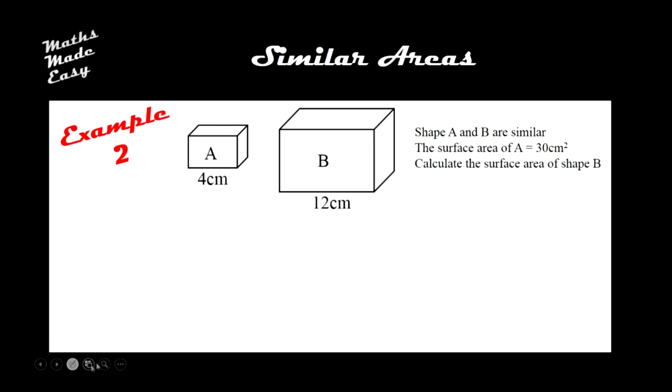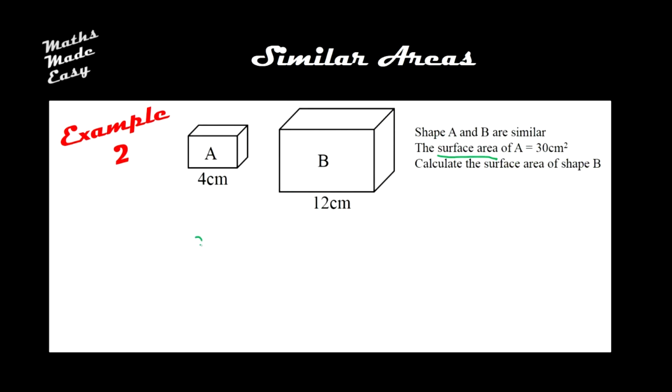Let's have a look at a second example like this then. So here we have A and B are similar once again, and whilst these shapes are 3D, it still mentions surface area, so we can use the same rules that we just worked out. We're told the surface area of A is 30, calculate the surface area of B.